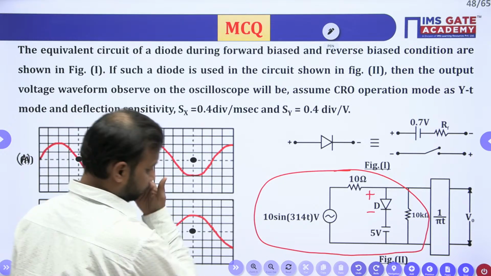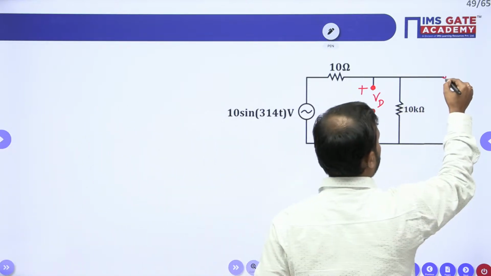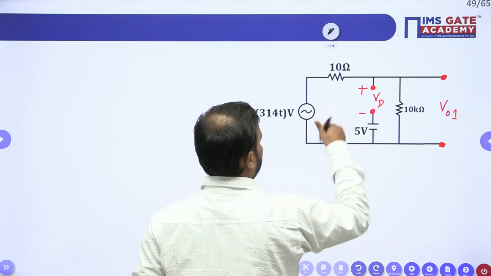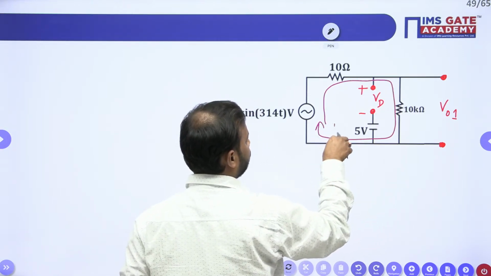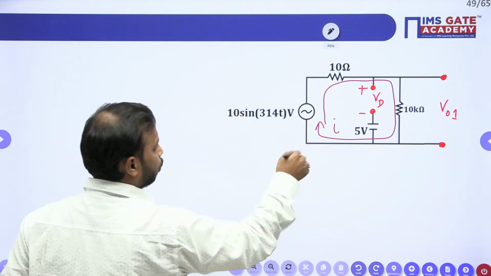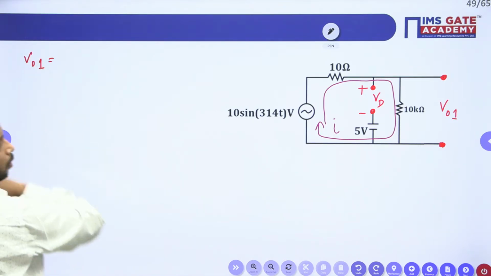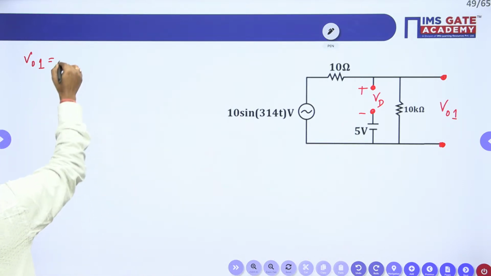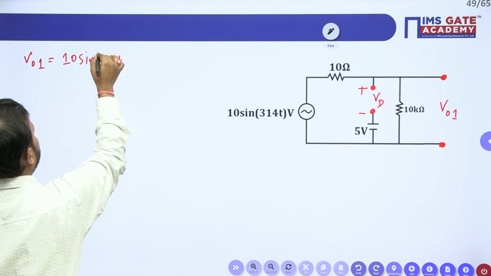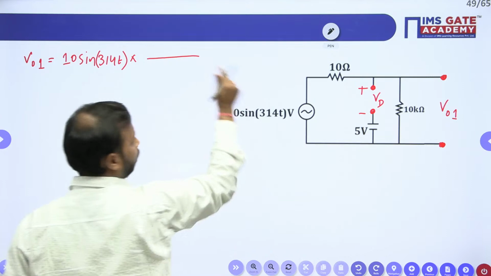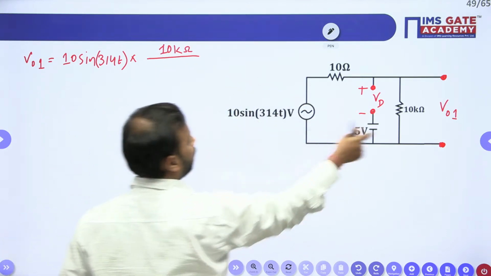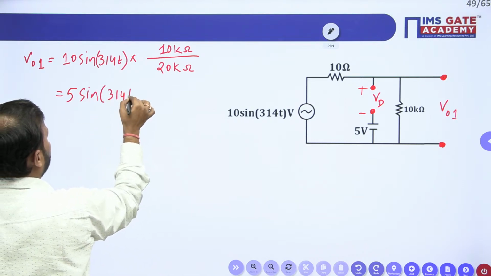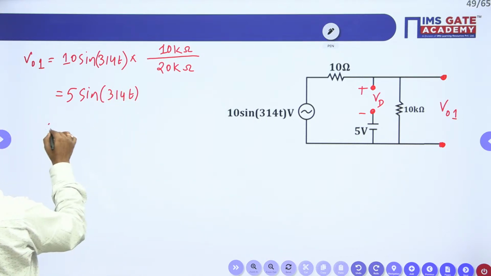All right, so let us move ahead with this part. Let us take the output here as V01. The current here will flow in this direction, which is I. So V01 will be equal to what? We can directly apply the voltage division rule. V01 will be equal to the total voltage, which is 10 sine 314t, into this resistor, which is 10 kilo ohm, divided by the total resistance, which is 20 kilo ohm. So this value is 5 sine 314t. Now this is omega, which is 314.